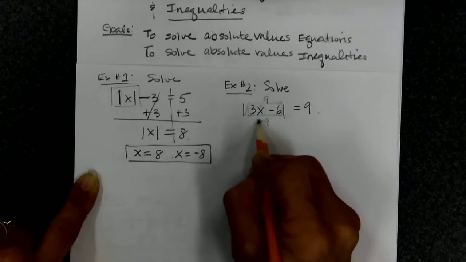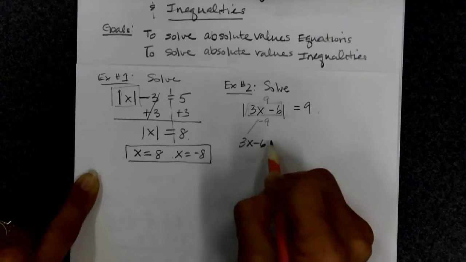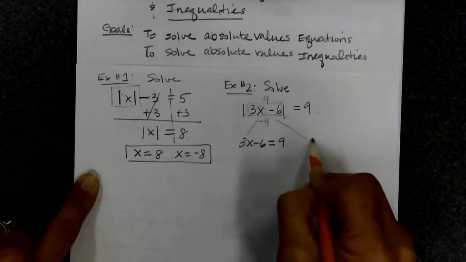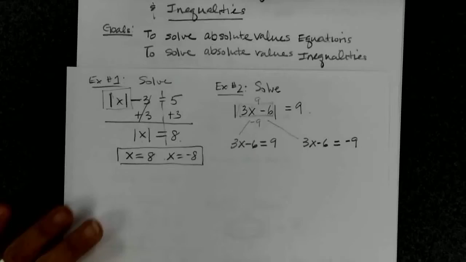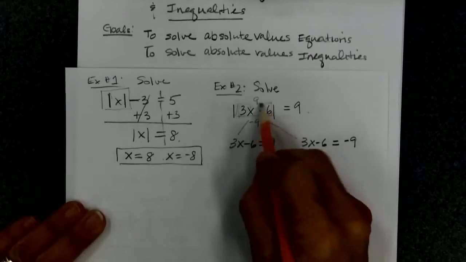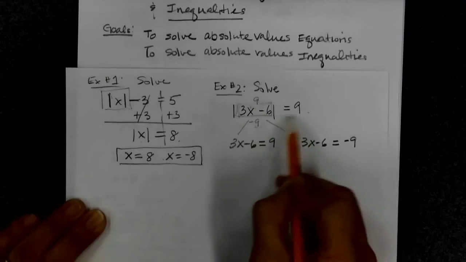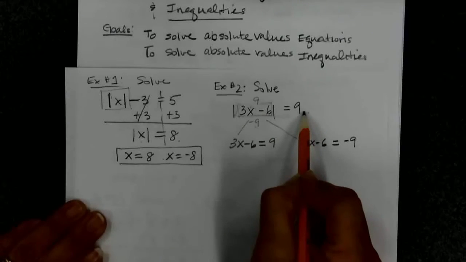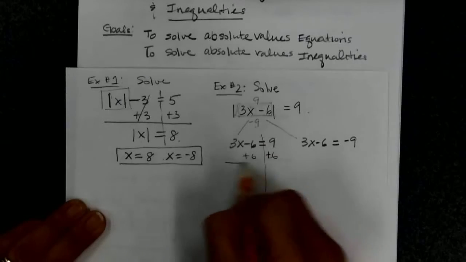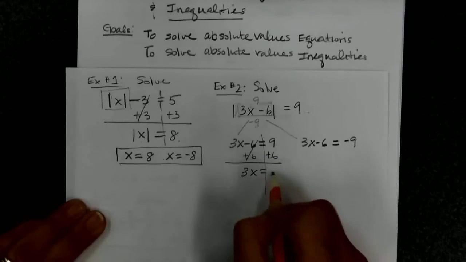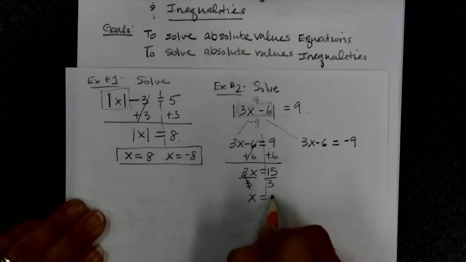So now what we're going to do is split the inside into two parts. 3x minus 6, we're going to set that equal to 9, and we're going to set 3x minus 6 equal to negative 9, to figure out what x values would make the inside be 9 and negative 9, because these two numbers are 9 units away from 0. So now once you set it up, we're going to add 6 to both sides. So 3x is equal to 15. And then when we divide by 3, x would equal 5.